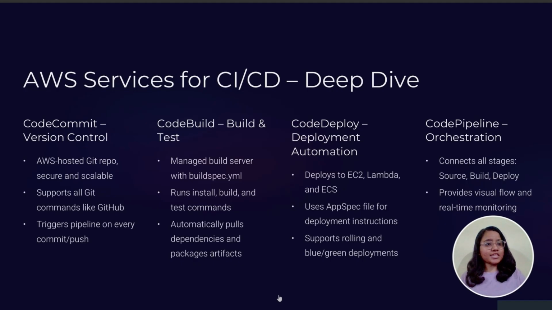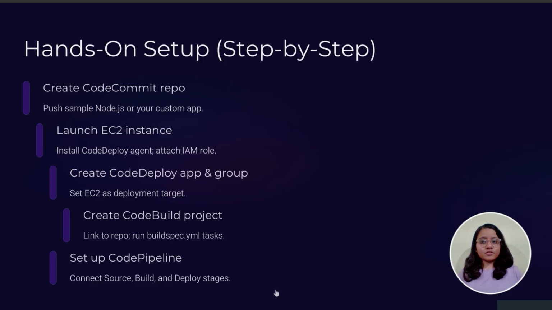Next one is AWS CodePipeline. It ties all these together into an automated flow. It connects all the stages like source, build and deploy, meaning AWS CodeCommit, CodeBuild and CodeDeploy. It provides a visual flow and real-time monitoring. Now I will show you a hands-on demo for the CI/CD pipeline.